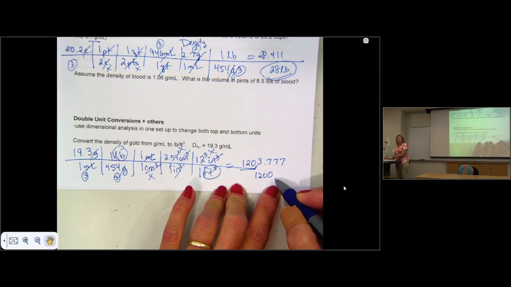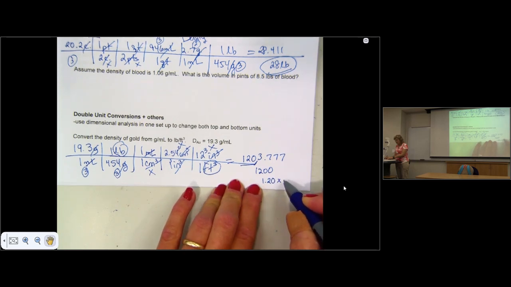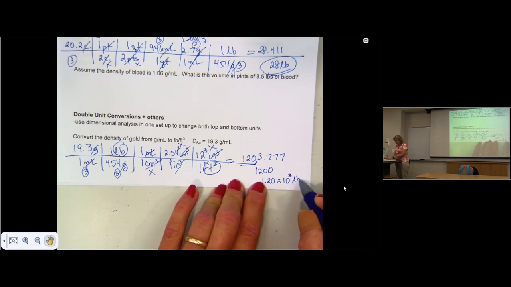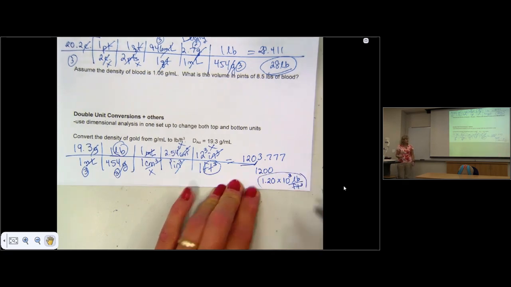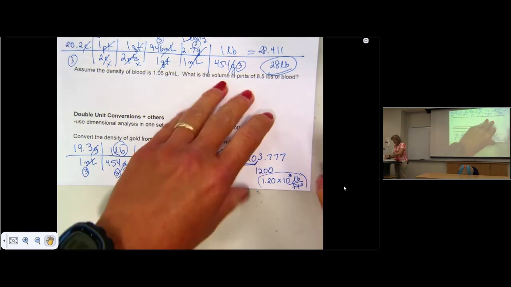So how do I have to write it? Give me exactly. 1.20 times 10 to the third. Come on, keep going, units. Pounds per foot cubed. Yes or no? Does that make sense? All right, let's go to another scenario.